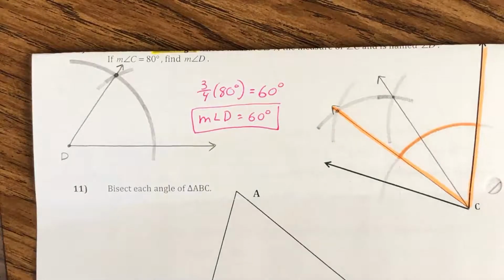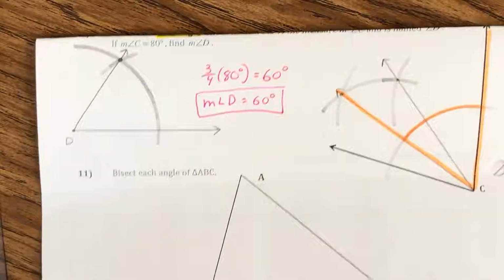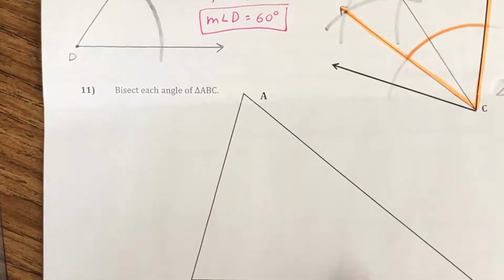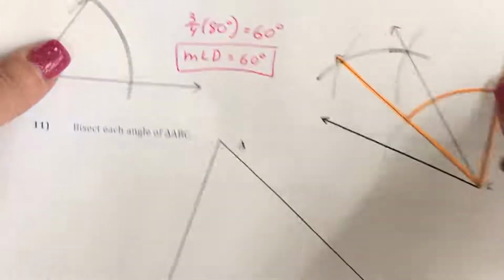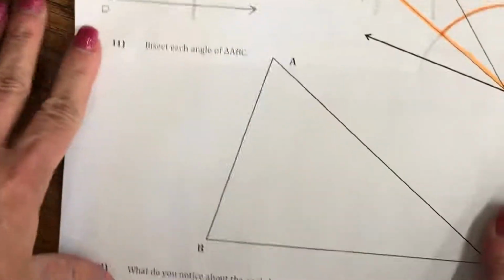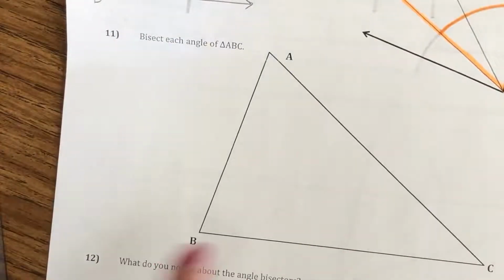Okay, our last one, number 11. We are going to bisect each angle now of the triangle. Before, we did the perpendicular bisectors of each side. This time we're going to bisect each angle and see what happens here. Okay, so I'm going to start with angle B.